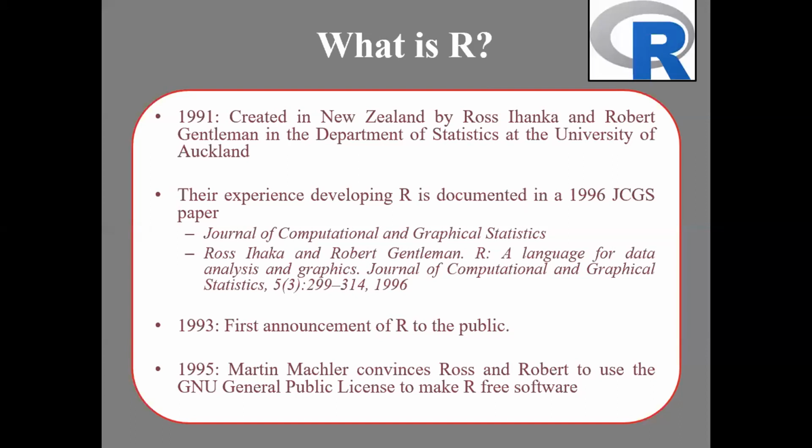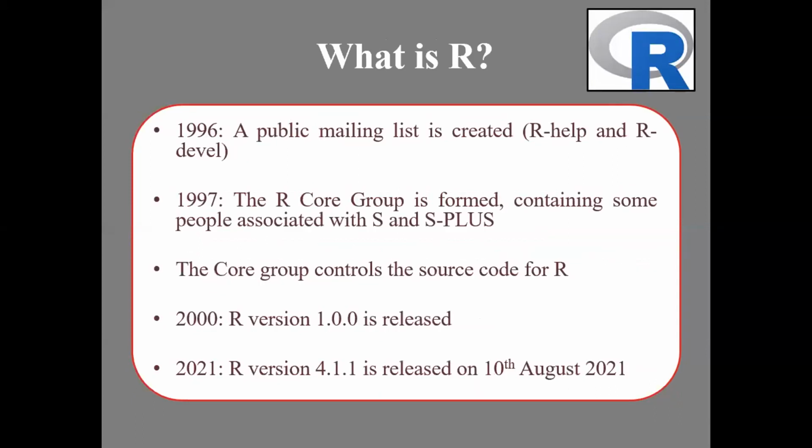If some of you are interested to look into their experience of developing R, it is well documented in the cited paper. R was first announced to the public in 1993, and in 1995 it was made free software under the GNU license. Then, the first release of R came out in 2000 as R version 1.4.0. And the latest version was released on 10th of August 2021. It is R version 4.1.1.